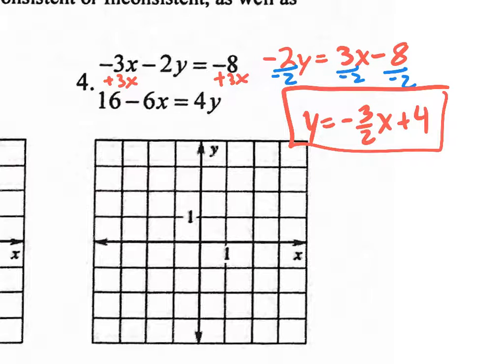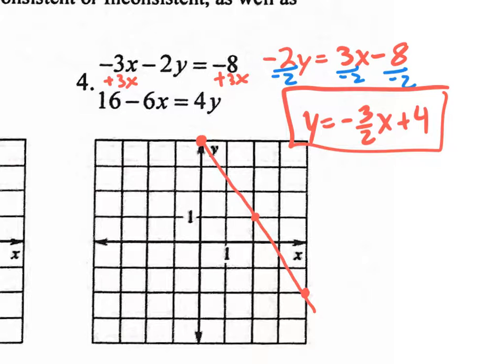It crosses at 4. 1, 2, 3, 4. Crosses way up here at the edge. I go down 1, 2, 3 over 2. Down 1, 2, 3 over 2. So here's my red line. Now I want to do the same for this other one, but in blue.